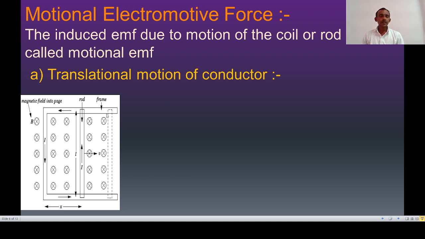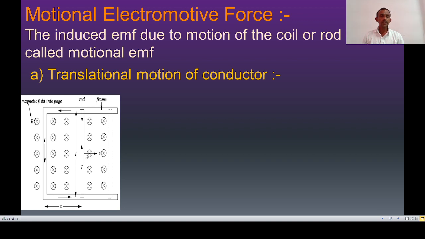In this case there is a rectangular frame, on which a rod, a segment of this rectangular frame, of length L is sliding over this frame. Now this frame is placed in a uniform magnetic field B, which is going into the page, that is, the magnetic field is inward. L is the length of the rod.